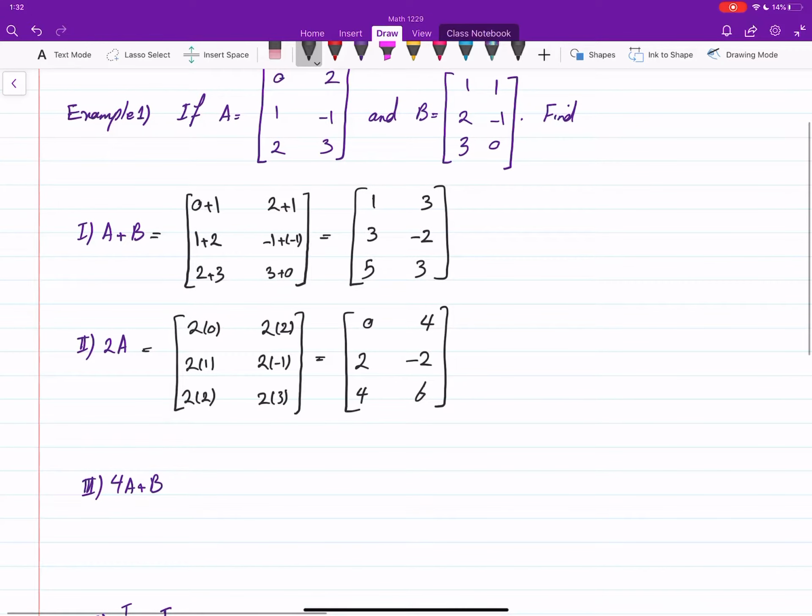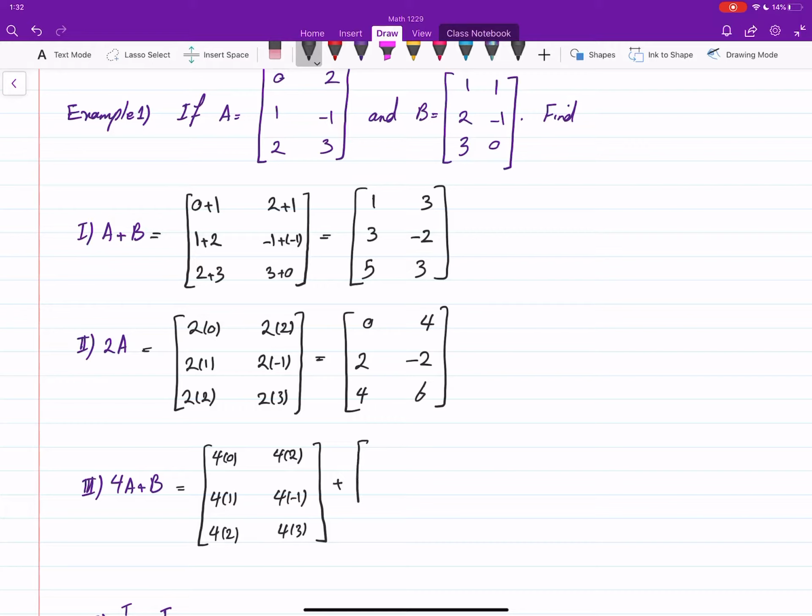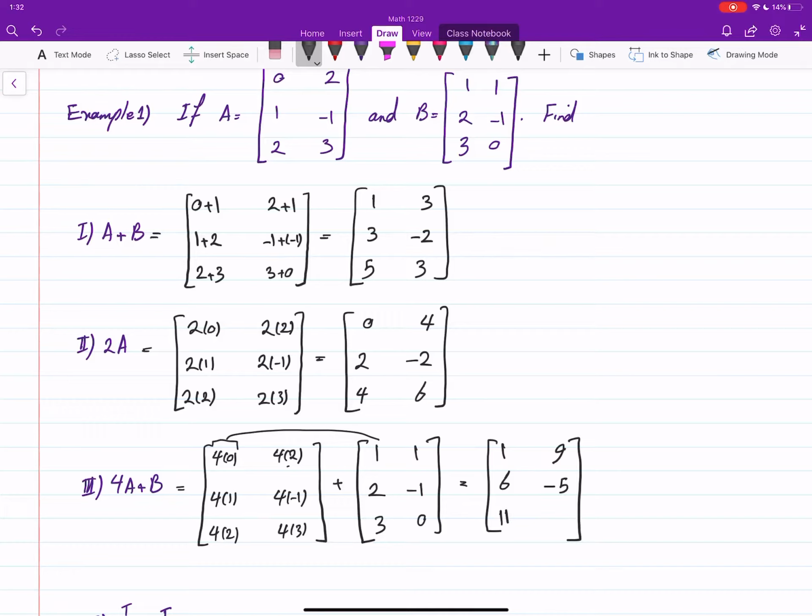This one here: first you multiply 4 to A, so it will be 4 times 0, 4 times 2, 4 times 1, negative 1, 2, and 3. And then we add 2, 1, 1, 2, negative 1, 3, 0. This gives us, I will do the addition at once. So 0 plus 1 is 1. 8 plus 1 is 9. 6, negative 5. 8 plus 3, 11. And that is 12.